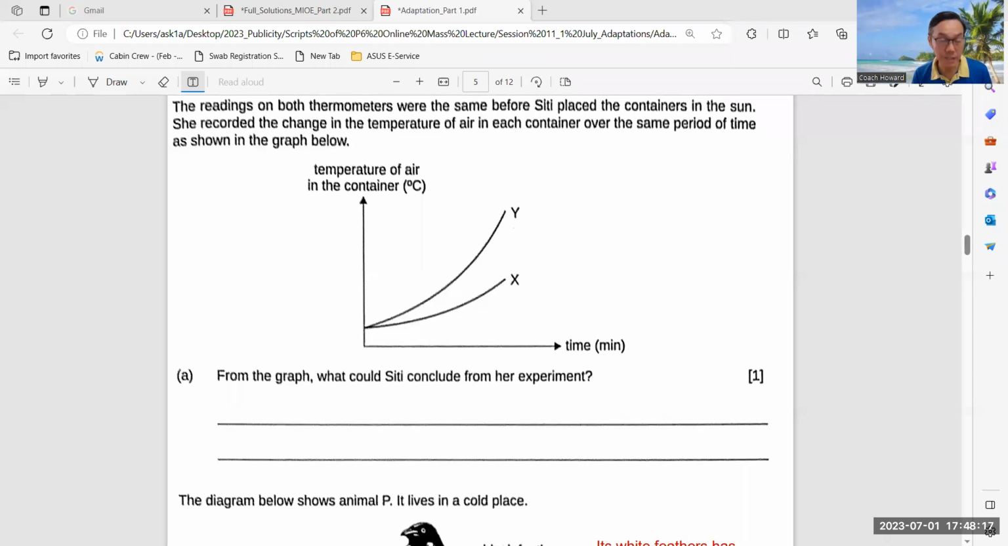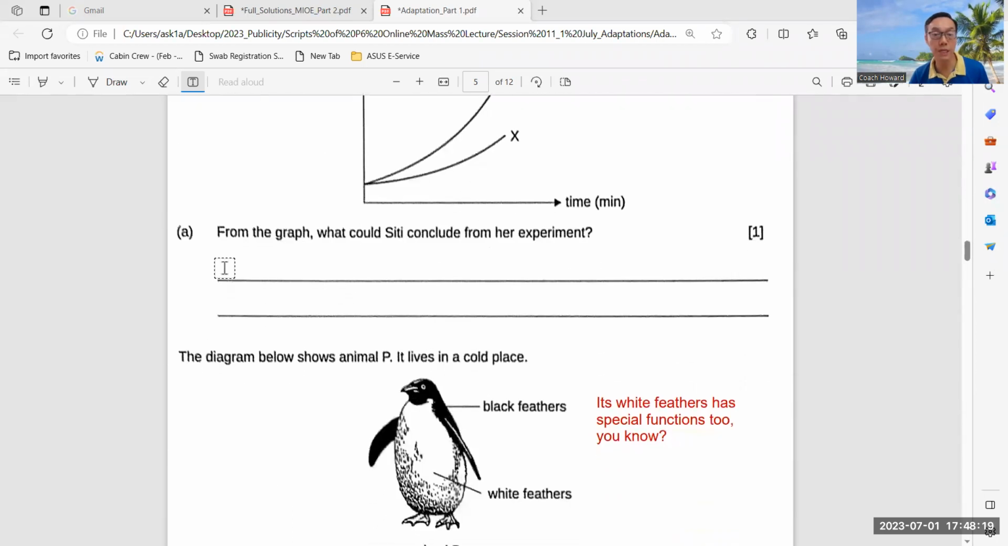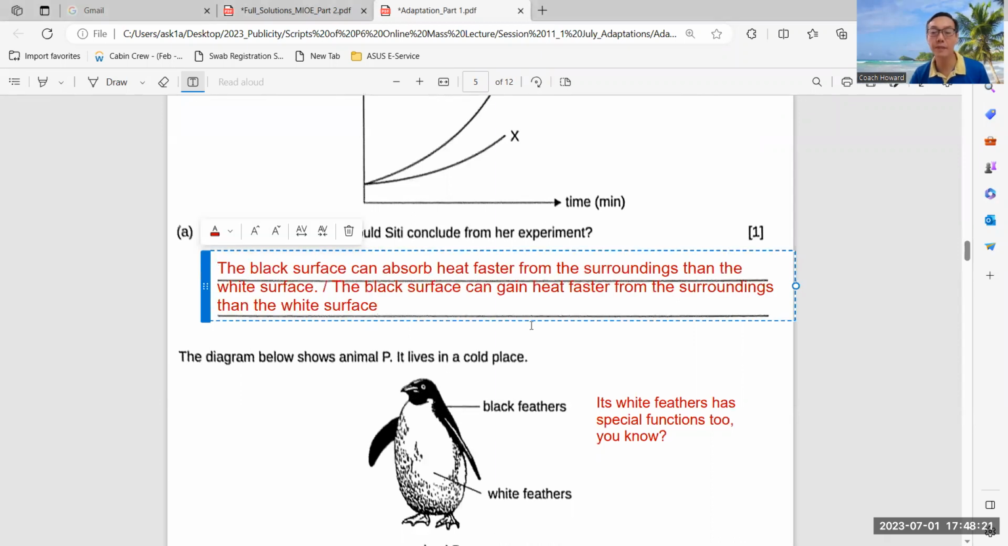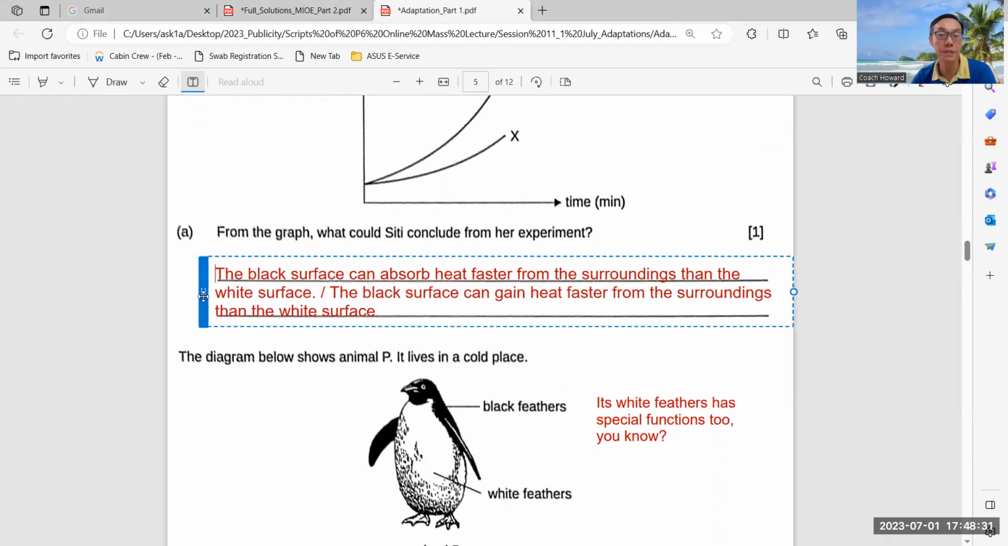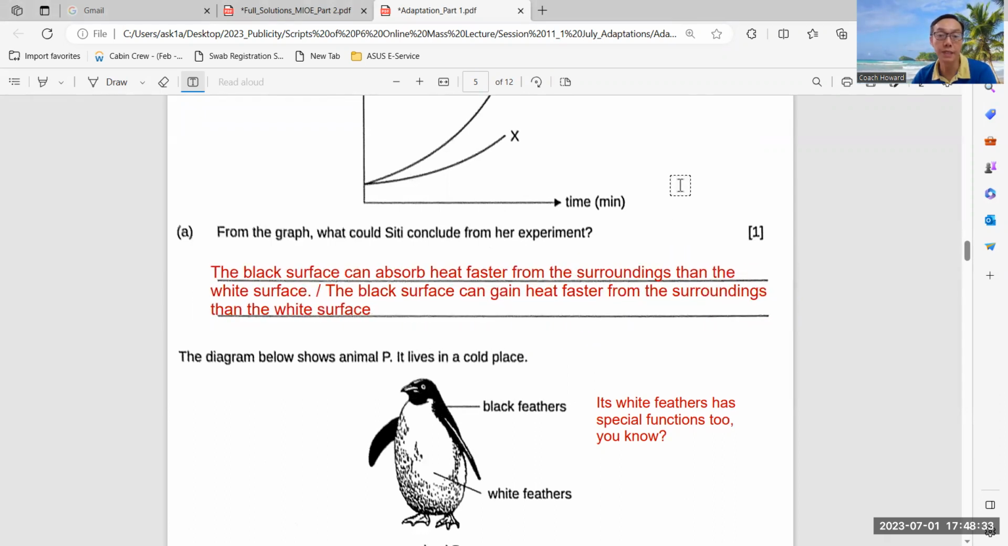Okay. There are 2 ways of answering this question. So I give you the 2 possible answers. You can say this way. Number 1, the black surface can absorb heat faster from the surrounding than the white surface. Or you can answer this way. The black surface can gain heat faster from the surrounding than the white surface. Either way.